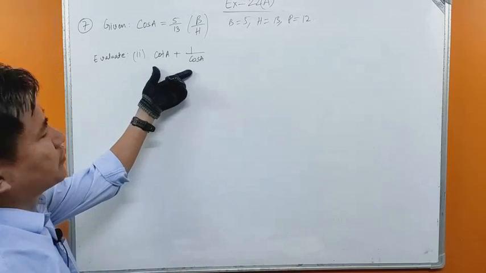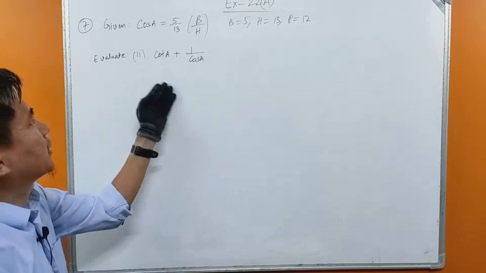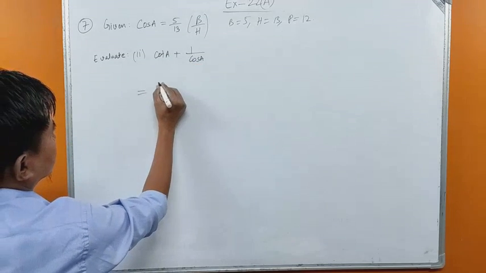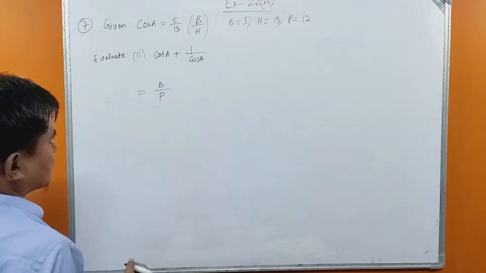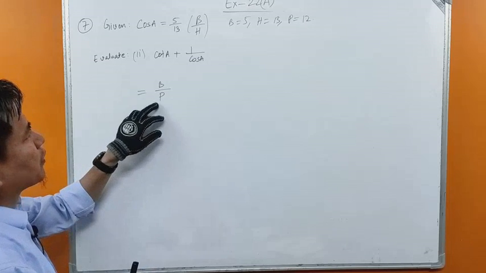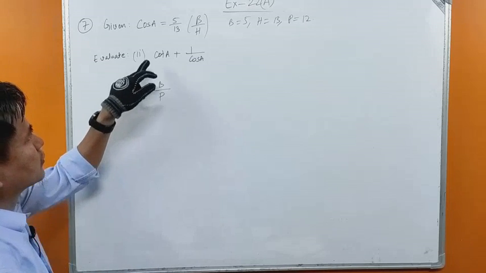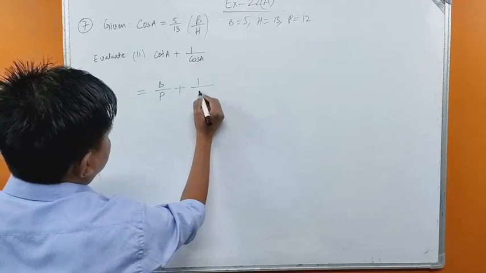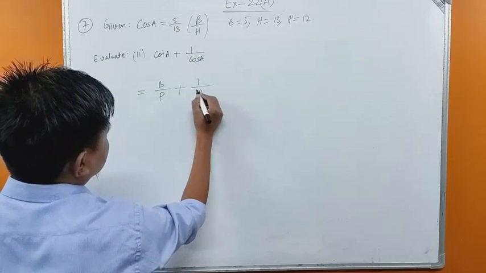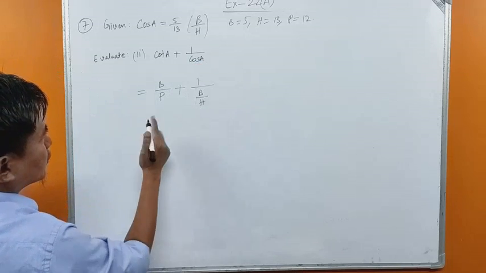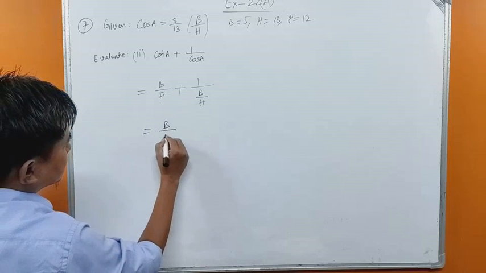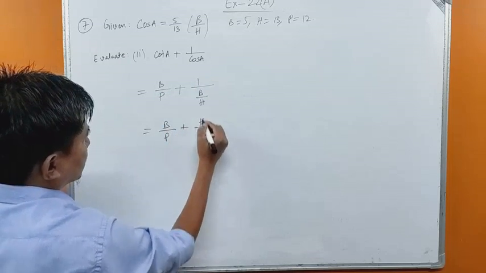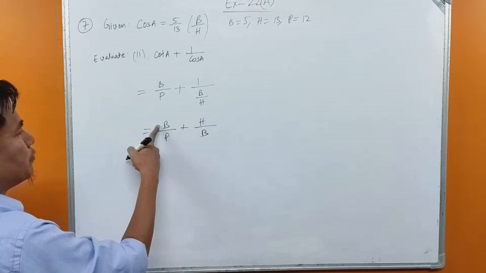So let us find the value of this trigonometric expression. Cot A plus 1 upon cos A. What is cot A? Cot A is base upon perpendicular, just the opposite of tan A. Tan theta is perpendicular upon base, cot theta is base upon perpendicular. Plus 1 upon cos A, and cos A is base upon hypotenuse. Now b by p we copy as it is, plus this h goes to the numerator, h upon b.